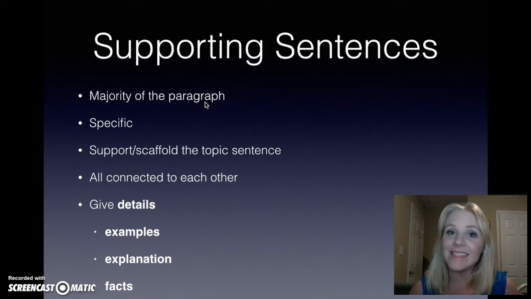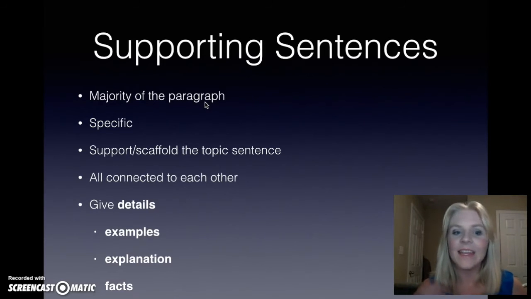Supporting sentences can have a variety of purposes. They can give details, they can give examples, they can give explanation, they can give facts. Anything that will support that topic sentence and make that topic sentence true will be included in the supporting sentences.